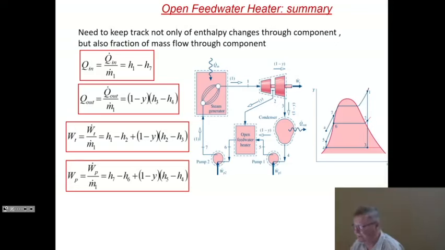Pumps. Well, there are 2 pumps, pump 1 and pump 2. Pump 2 gets the full mass flow rate because this mass flow rate between 6, 7, and 1 is the full mass flow rate of the system. So its work is H7 minus H6. Now this pump has a lower mass flow rate. It has only 1 minus Y as mass flow rate, and the work it takes is H5 minus H4. 1 minus Y mass flow rate, H5 minus H4.